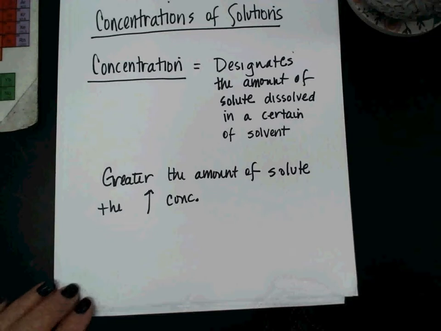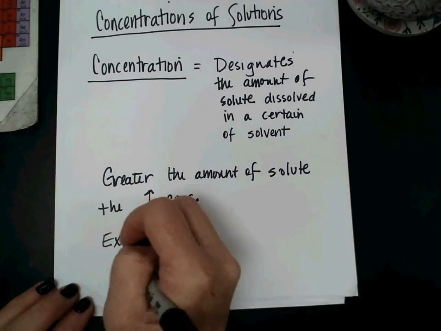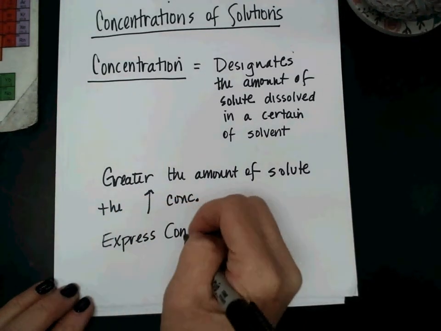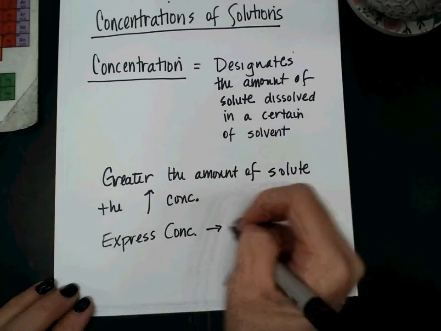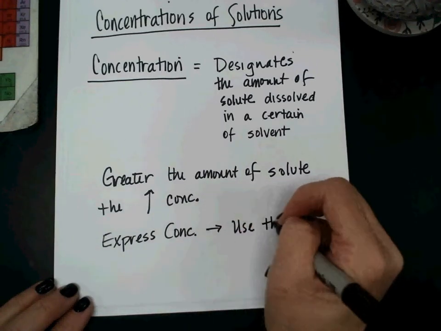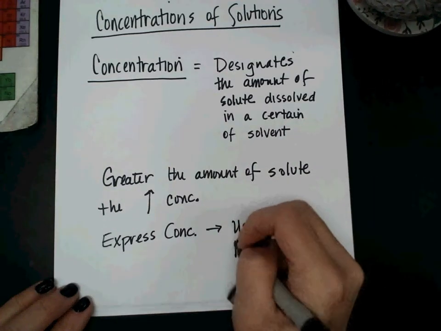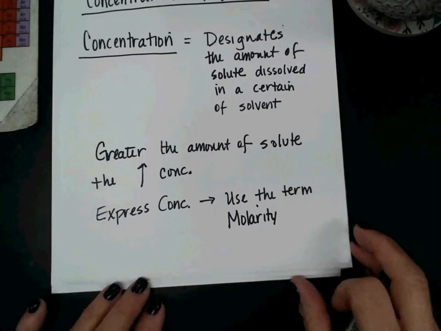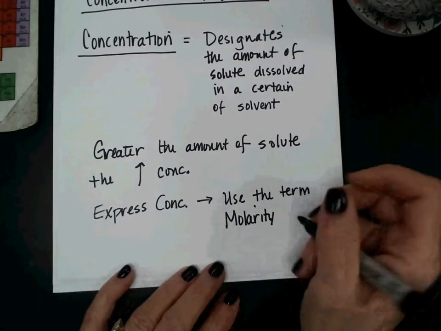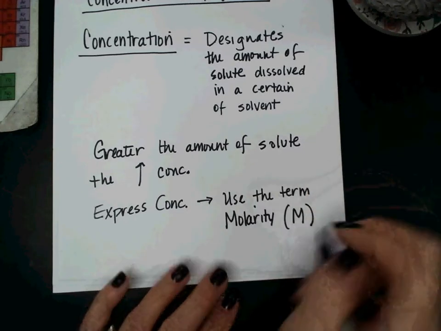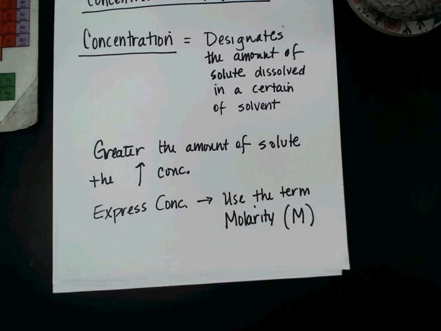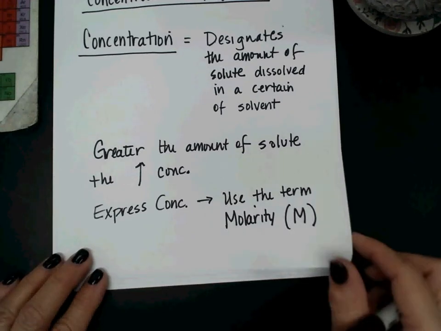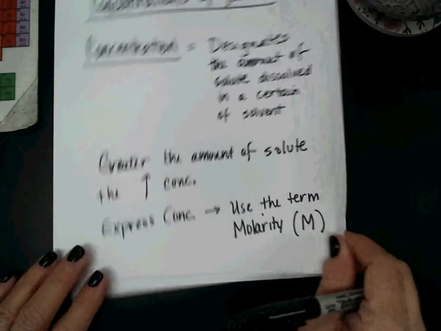Whenever I want to express concentration, we use the term molarity. You've heard it a lot, but we've barely touched on it. The symbol for molarity is a capital M. And it has to be calculated in a very specific way.